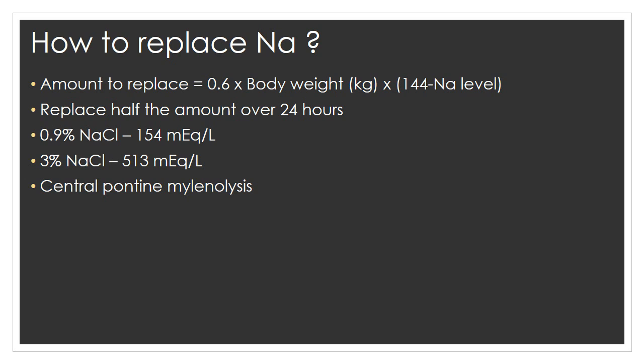Therefore, as a rule of the thumb, correct only half that value which you got in your calculation over a period of 24 hours. 0.9 normal saline contains 154 milliequivalents per liter, and 3% normal saline consists of 513 milliequivalents per liter. So you can use these values when you need to correct the amount of sodium.